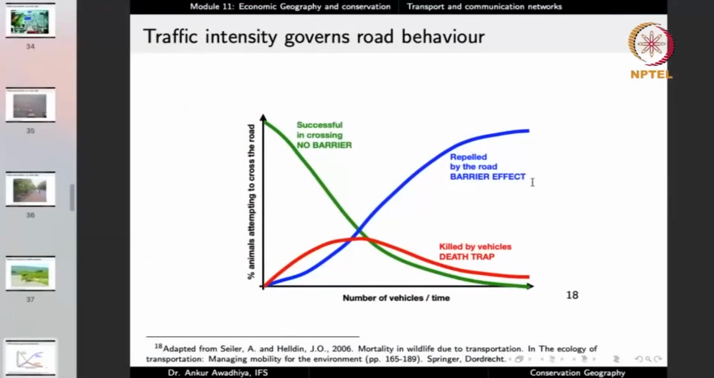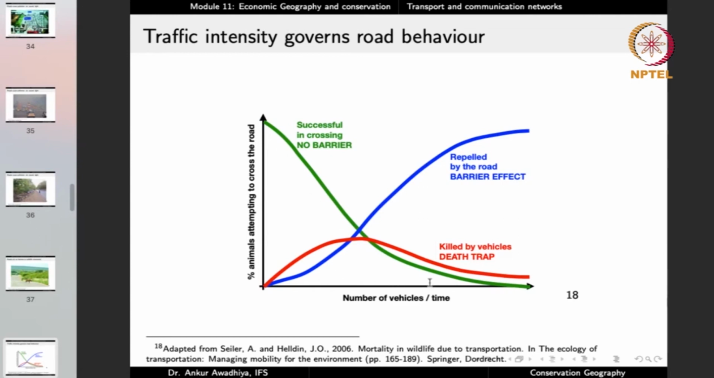It is as if you have not just constructed a road, you have actually constructed a wall, so that you do not permit the animal to move from one location to another location. And this is known as the barrier effect. So the barrier effect goes on increasing as the number of vehicles plying per unit time increases, and then it reaches a maximum amount, after which it basically behaves like a wall. Whereas the animals that are able to cross, it sharply decreases with the increase in the vehicular density.